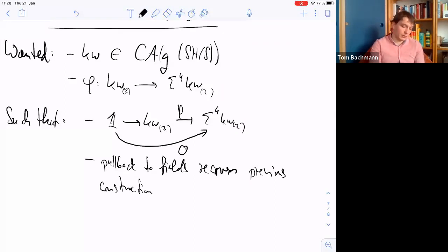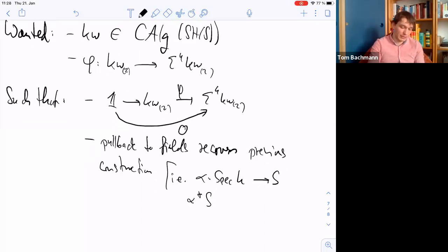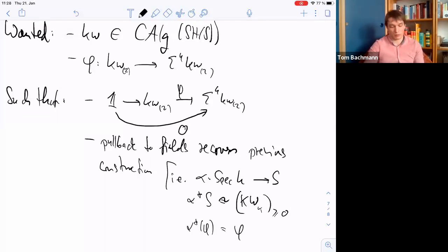I.e., if I take alpha from Spec k to S, then alpha upper star of S is isomorphic to, let's say, KW over k, greater than or equal to zero, just to make it clear. So this is what I called little kw over k before. And alpha upper star of phi should be the thing which we called phi before.